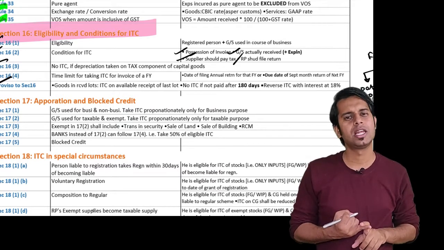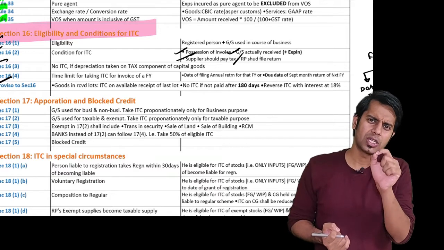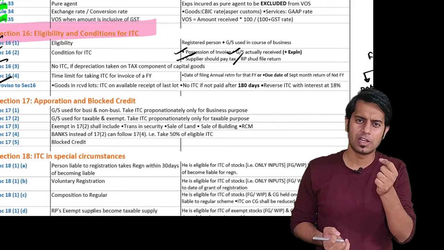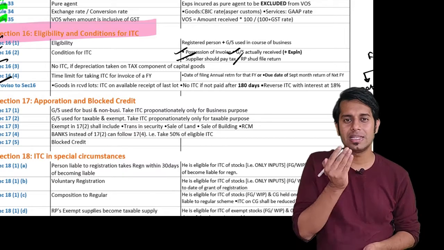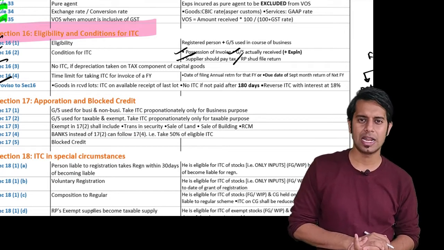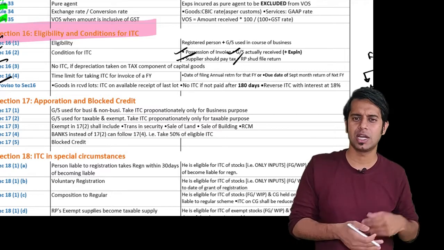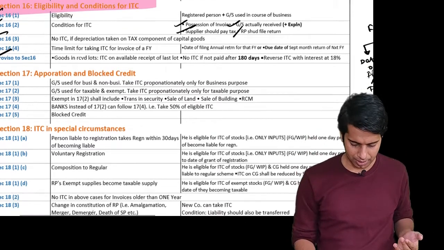Then provision number 2 is telling that if the payment is not made to the supplier within 180 days from the date of receipt of goods, then the input tax credit which is taken should be reversed, and this reversal should be along with interest at 18%. However, you can take input tax credit once the payment is made in future.